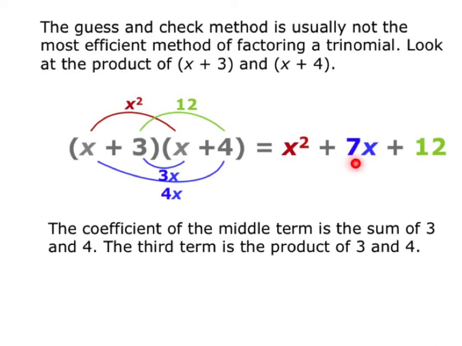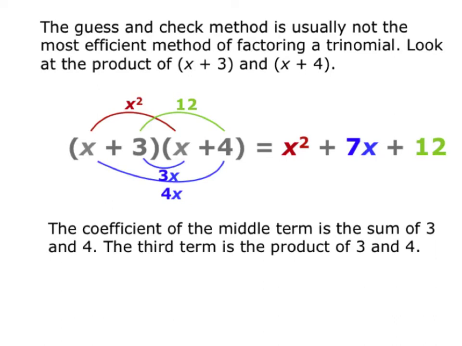If you take a look at the coefficient of the middle term, this term is called the linear term. By the way, just for your notes, off to the side, I want you to label the parts of a trinomial. This is called the quadratic term. Okay, everybody write that down in your notes. This is called the linear term right here. And this over here is called the constant term.